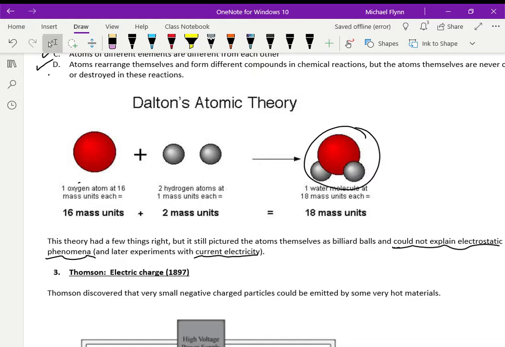We need our theory to explain it. Like, why are metals good conductors of heat and electricity? Well, Dalton's theory could not tell you why. It doesn't explain it. And so we need something better. He doesn't even mention charge at all here.